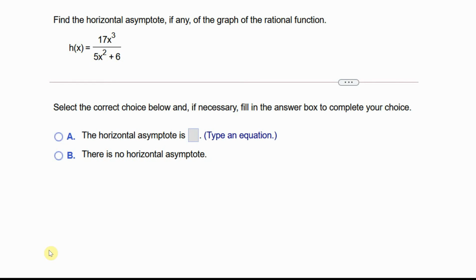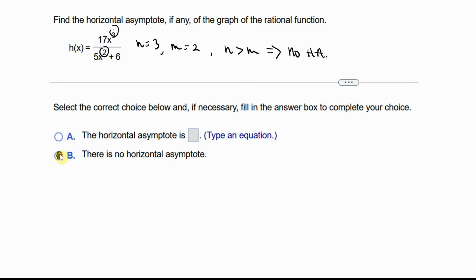Find the horizontal asymptote, if any, of the graph of the rational function. Here, n is 3, m is 2. So here we have n is greater than m. So no horizontal asymptote.